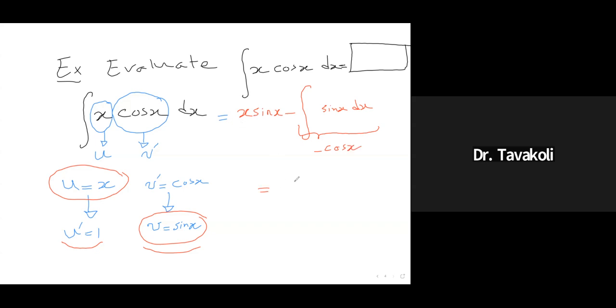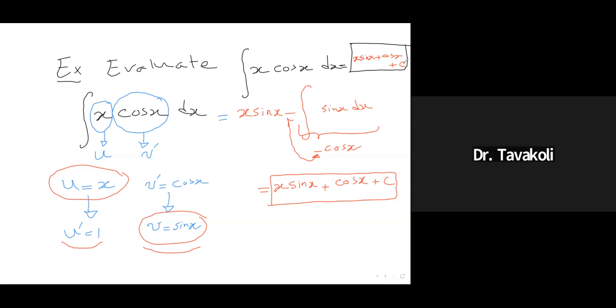x sine x, negative, negative, 2 minus, make a positive, plus cosine x, plus c. So by using integration by parts, we're able to do this integral, and the answer is going to be x sine x plus cosine x, and then at the end plus c.